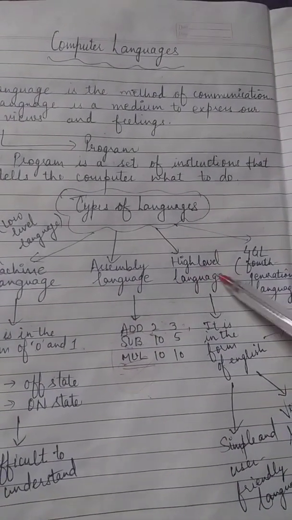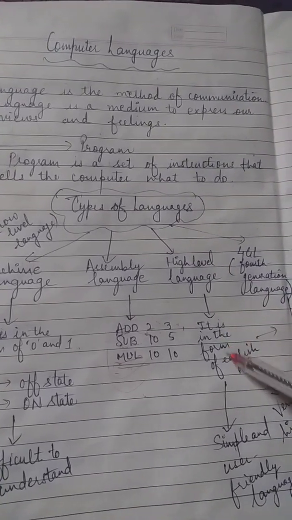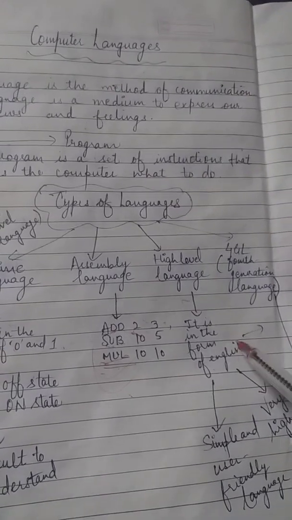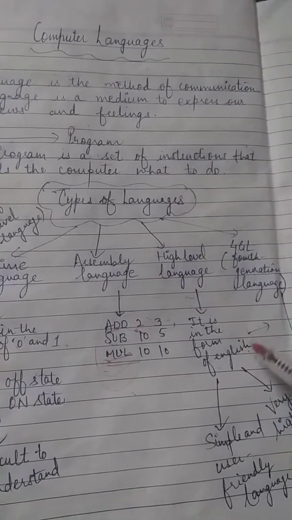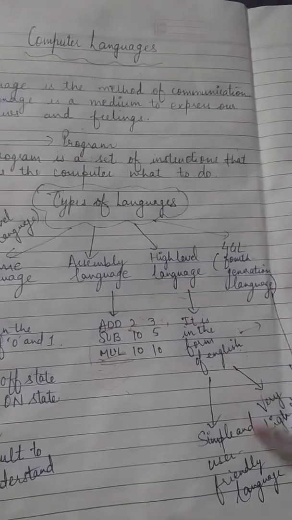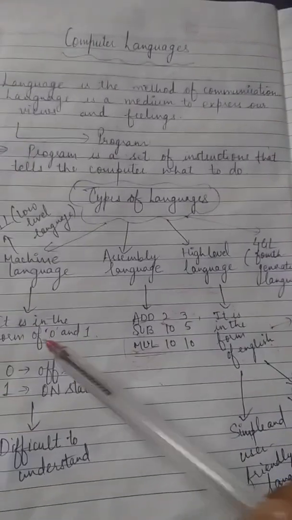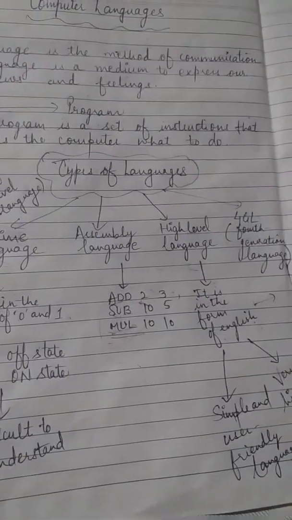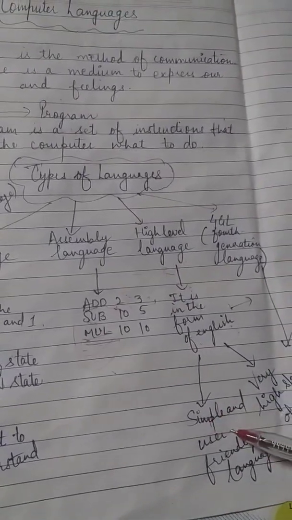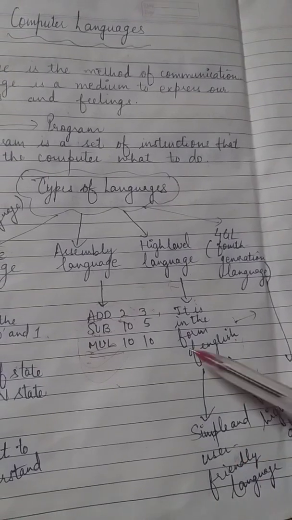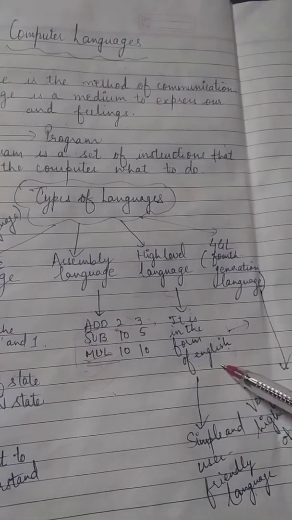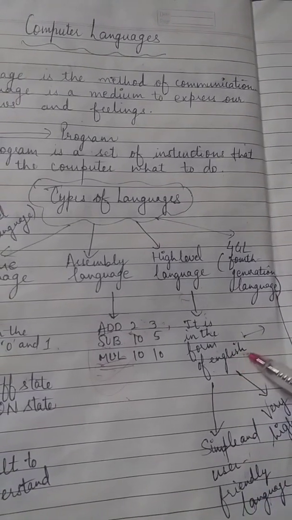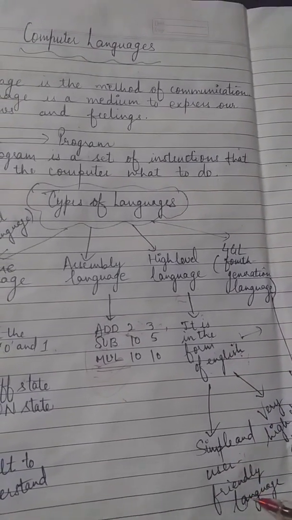The next type is high level language, as it is in the form of English language. So it can be directly understood by the user or persons, but the computer can't understand it directly because the computer understands only machine level language. So this language, high level language, is a simple and user friendly language. As I have told you, this language is in the form of English and we can easily understand English language. So that's why it is user friendly.